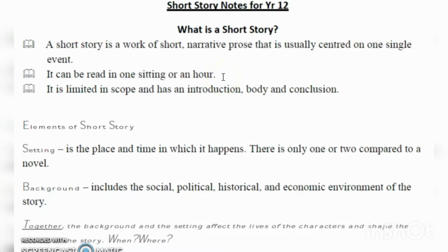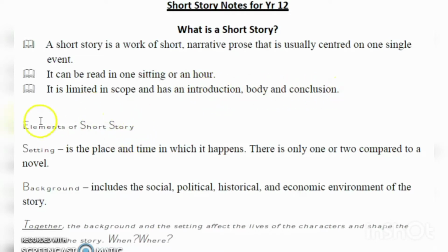So in one period in school, you can finish one short story, and if you have enough time, you can discuss your thoughts on the short story with the class, or in the next class. It is limited in scope and has an introduction, body, and conclusion. Some short stories are very limited in scope, so they don't talk much about the history or political ideas or many things associated with them. It's very brief, it's very short. So it has an intro, a body, and a conclusion.